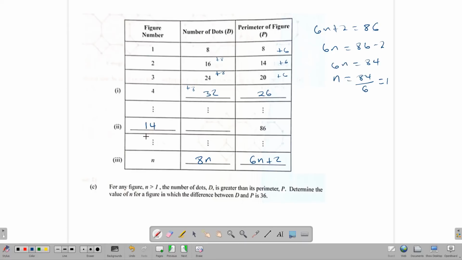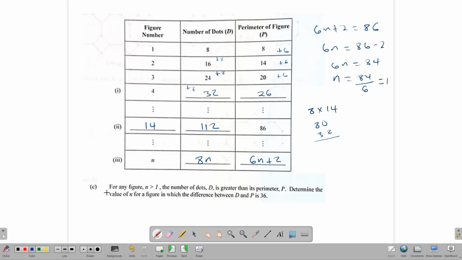And then once we know our figure number, we can find this one because this one is going to be multiplied by 8. So 8 times 14, that's 80 plus 8 fours is 32. And that gives us 112. And then we have already solved this part. So we're good with that.